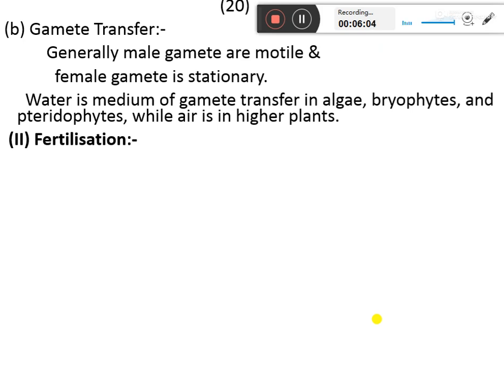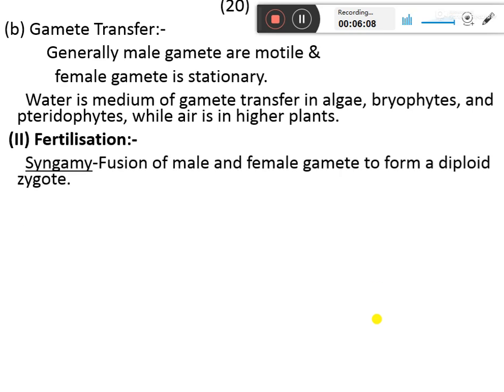The second event is fertilization. It is the fusion of the male and female gamete. Syngamy is a term used to describe such an event. So it is a fusion of the male and female gamete to form the diploid zygote. Since the male gamete is haploid and the female gamete is haploid, the structure found after fertilization is a diploid structure, which is known as zygote.